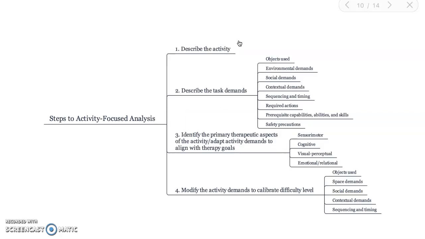Steps to activity-focused analysis. 1. Describe the activity. 2. Describe the task demands. 3. Identify the primary therapeutic aspects. 4. Modify the activity demands to calibrate difficulty level.